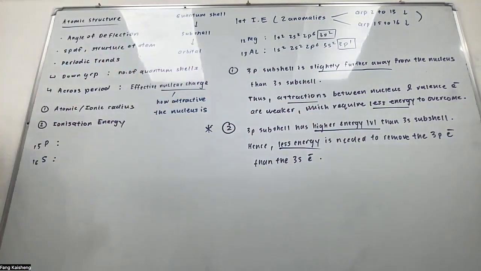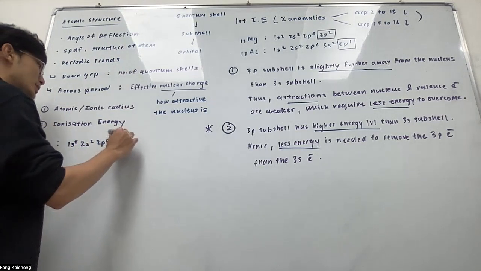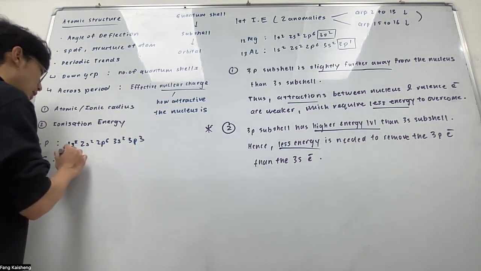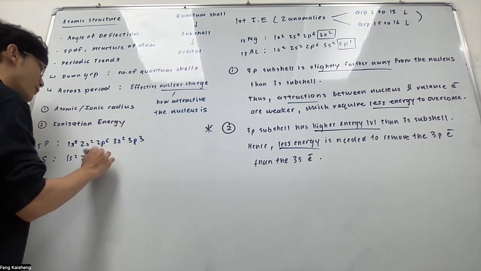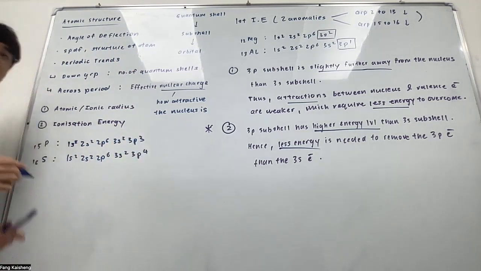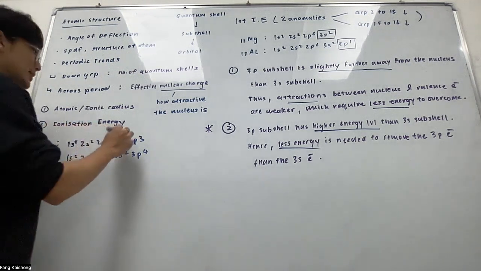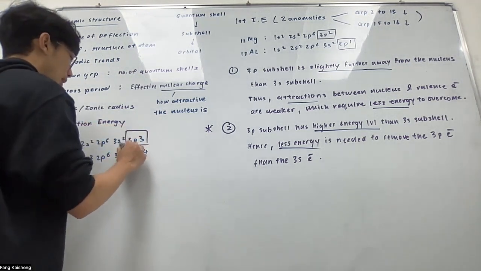Okay, configuration here. Let's go through this. 15 electrons: 1s2, 2s2, 2p6, 3s2, 3p3. Then the next one is 3p4. So guys, where are you removing the electrons from? The 3p subshell. Just highlight this out.